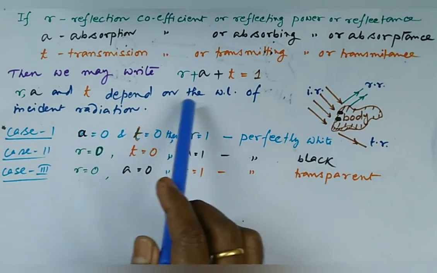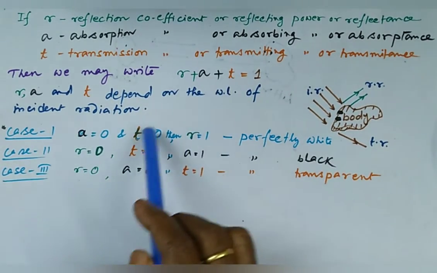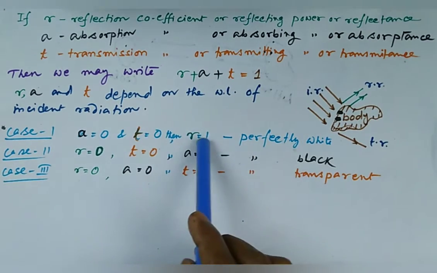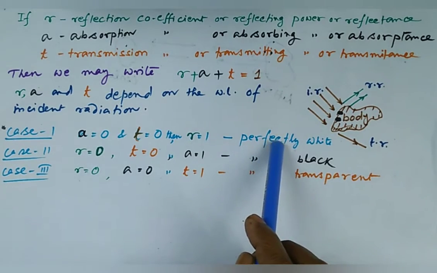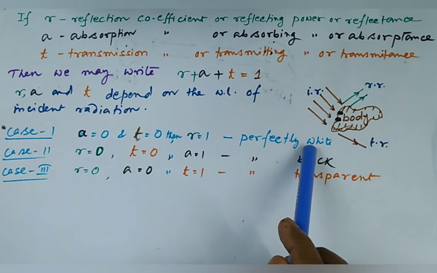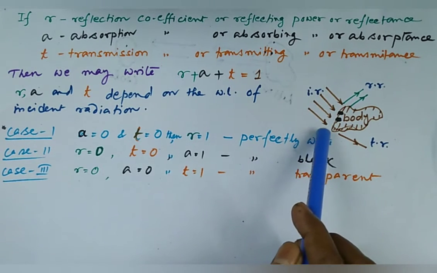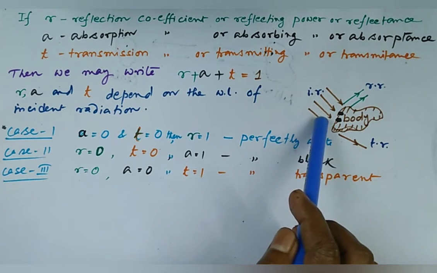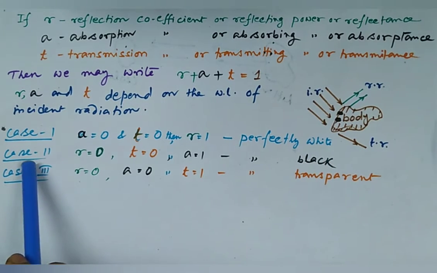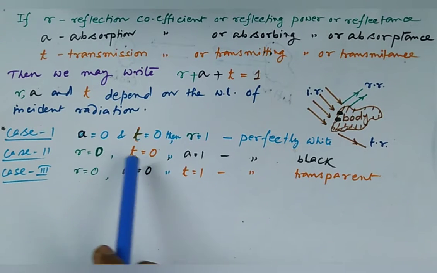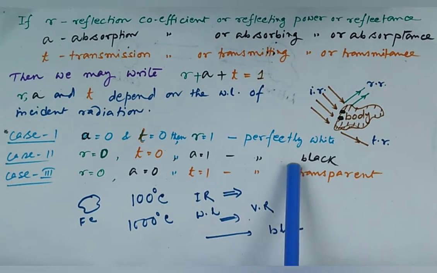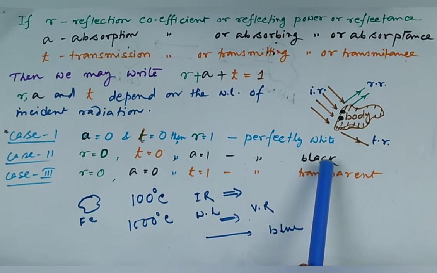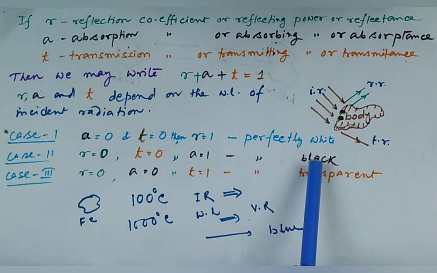Look, case 1: when A = 0 and T = 0, R must be 1, and such a body is called perfectly white. This type of body can reflect all the radiation incident on it. Now second case: R = 0 and T = 0, A must be 1. This type of body is called a perfectly black body and it absorbs completely all the radiation that falls on it.